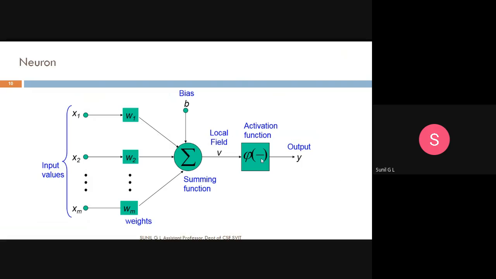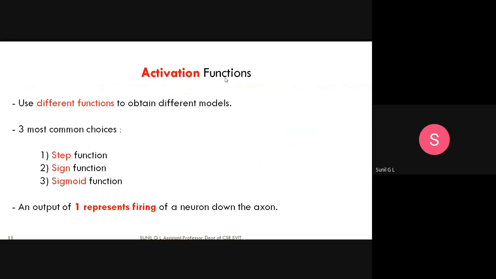That output will be understood by other neurons, so we convert it into a specific form using the activation function. That output will be fed as an input to another neuron. So what are those activation functions? Here we use three common types: the step function, the sign function, and the sigmoid function. An output of one represents the firing of a neuron down the axon.